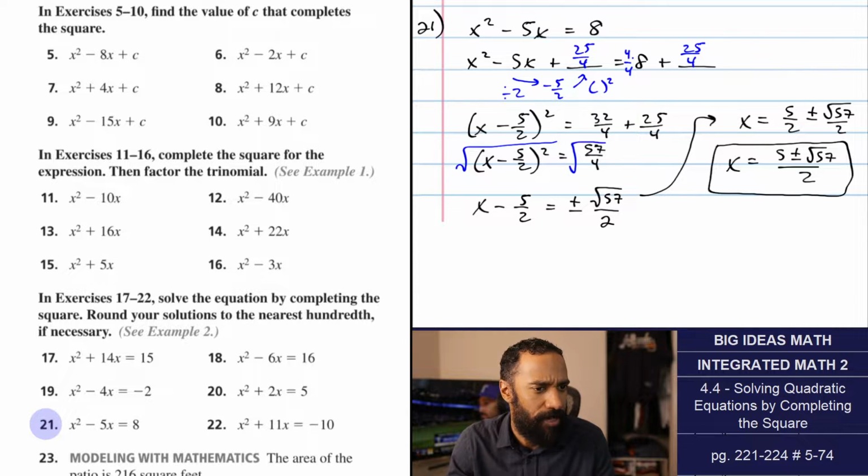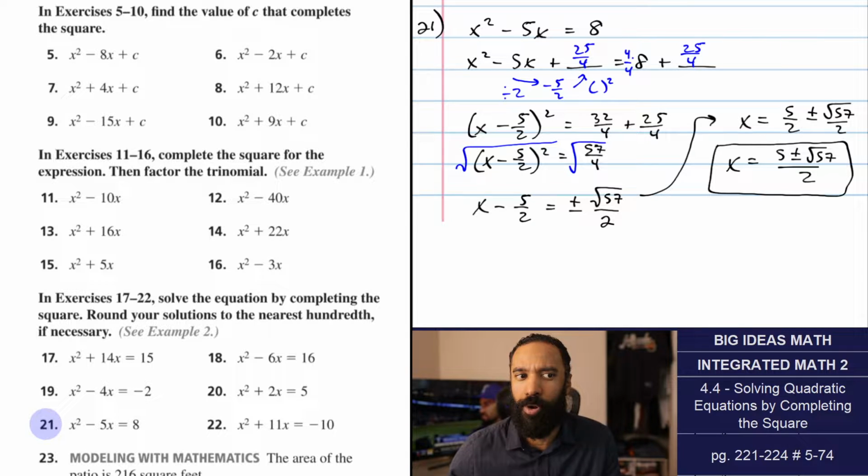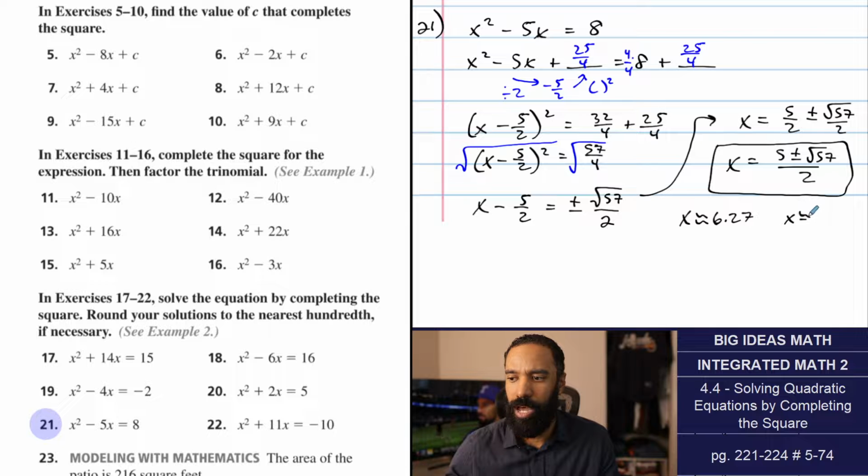Now I've got to go ahead and round this guy. Root 57 all divided by 2. And then we can do 5 minus this. So let me just first compute what these are, then I'll write them out. So I'm getting 6.27 and negative 1.27. Approximately negative 1.27.